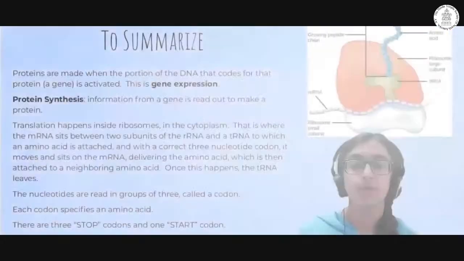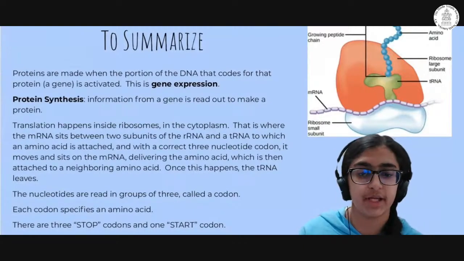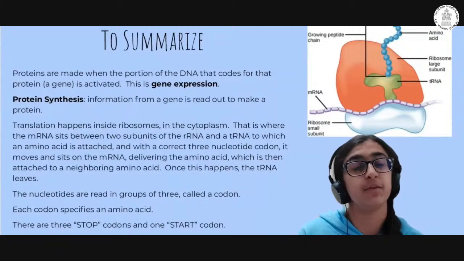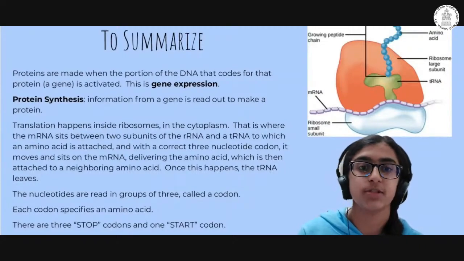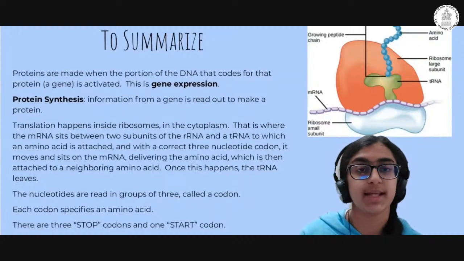polypeptide chain. Proteins are made when the portion of the DNA that codes for that protein is activated. This is called gene expression. Protein synthesis is when information from a gene is read out to make a protein. Translation happens inside ribosomes in the cytoplasm.